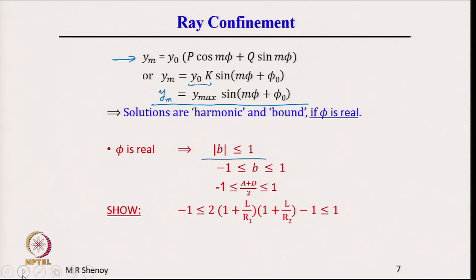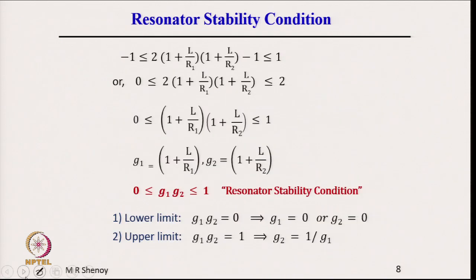And therefore, if we find out a plus d by 2, then we get this as 2 times 1 plus L by R 1 into 1 plus L by R 2 minus 1. So, this must be between minus 1 and plus 1. I have written this as show. Show here refers to a plus d by 2 is equal to this. Show this. So, in fact, I have shown this towards the end of the lecture. So, I will discuss this there again.